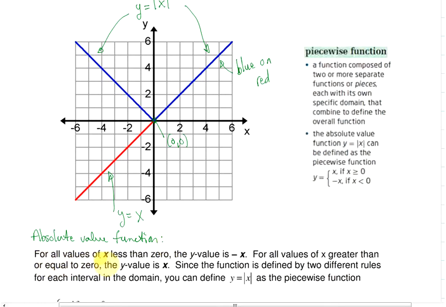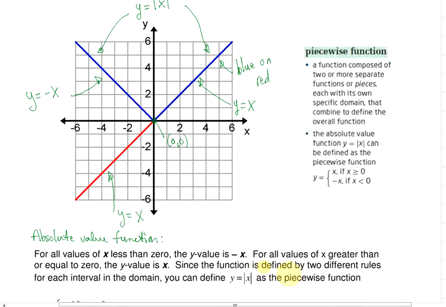Okay, so for all values of x less than 0, so that means everything to the left of the origin, the y value is negative x. So what that means is that this part of the graph is y equals negative x. For all values of x greater than or equal to 0, so that means from the origin and up to the right, the y value is x. So that means that this part of the graph is y is equal to x.